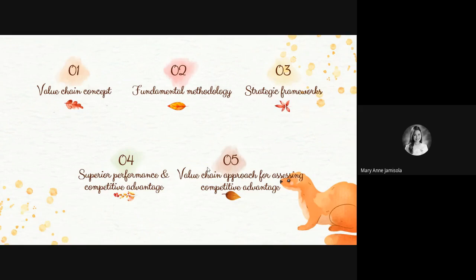To better understand value chain analysis, we will go over the following topics. First, we will study the value chain concept. Second, we have the fundamental methodology. Third, we will discuss strategic frameworks of value chain analysis. Fourth, we will discuss superior performance and competitive advantage. And lastly, we will discuss the value chain approach for assessing competitive advantage. Let's examine these concepts one by one.